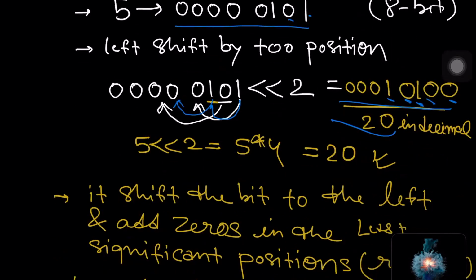And then you performed this by doing bitwise manipulation. You converted this to decimal, you get 20. Now, if you go with the formula, what will happen?